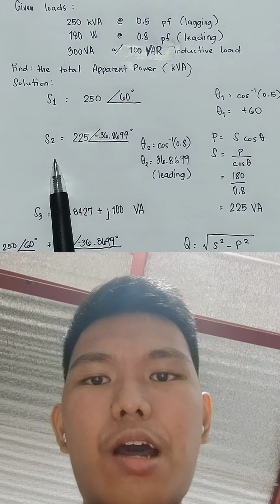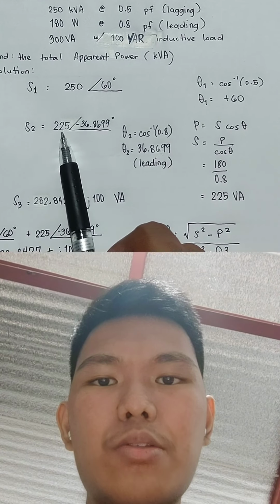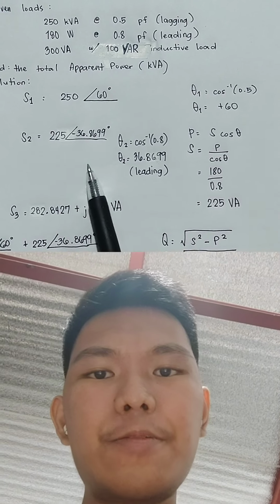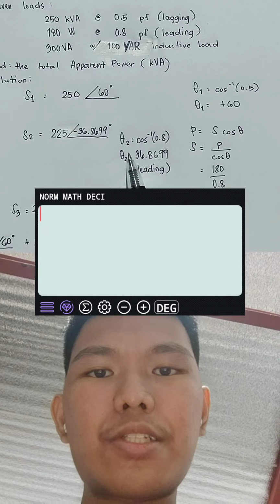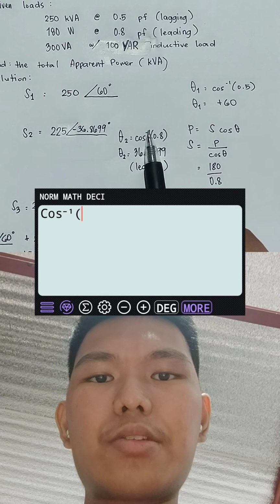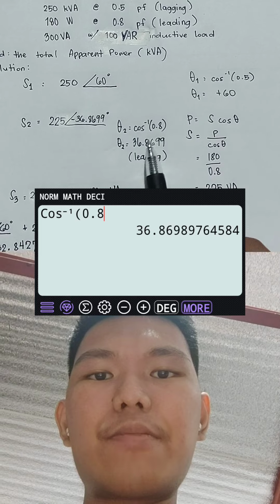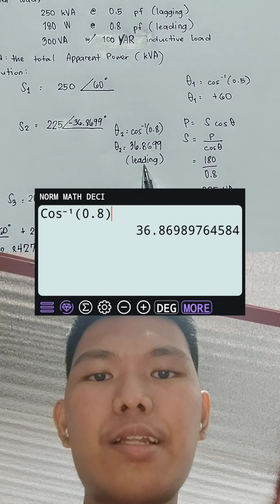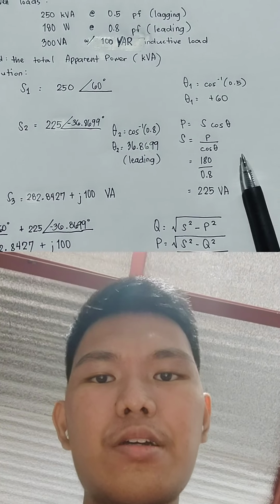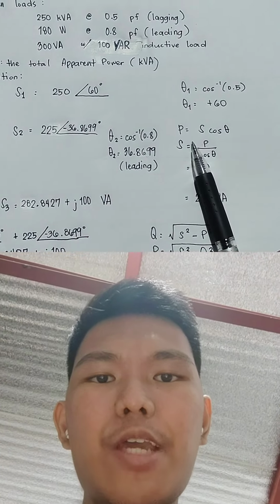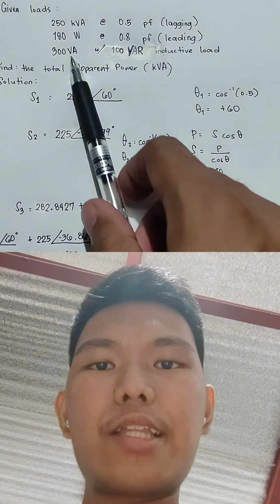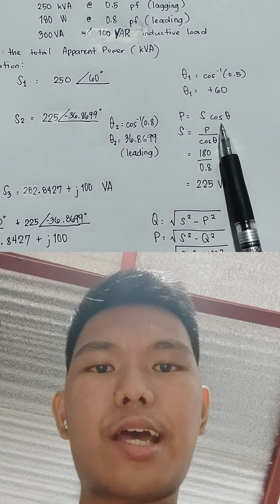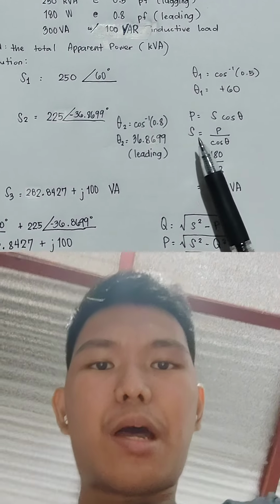Now for our S2, it is equal to 225 angle negative 36.8699. First, our theta is equal to cos raised to negative 1 of 0.8, and it is equal to 36.8699 leading. Leading means it is negative. Now for our magnitude, we have a given power, the 180 watts, and we have the formula P equals S cos theta. We will find the complex power.